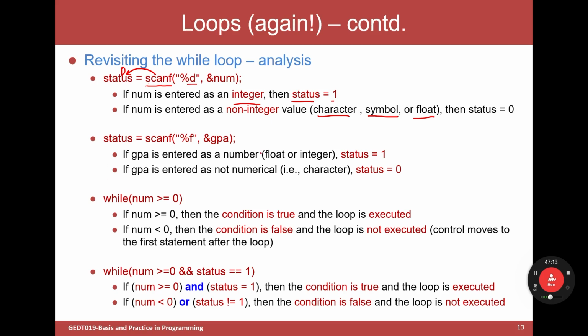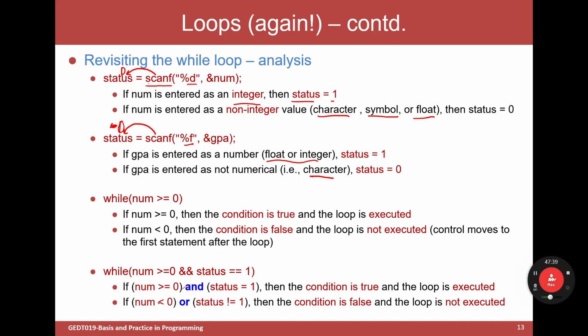Okay, another example. If you say here, I want a float number. So if you put a digit or float, because integer and float are the same here, scanf will give status 1. But if you put a character, it will give 0. Okay?